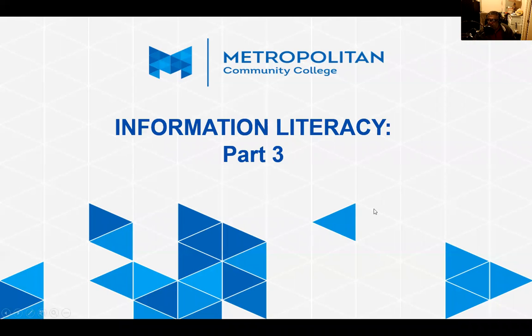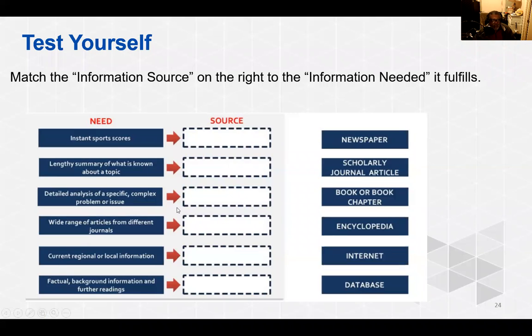Okay, so welcome to part three of information literacy. And we're going to start you off with a little bit of a brain teaser this time. On this, what you're going to do is match the items, the need for, with the particular source on the right. On the first one, it says instant sports scores. Out of the items that are listed on the right, what would you put down? Well, if you guess internet, you would be right.